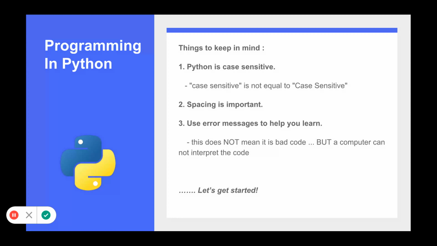While we are programming in Python, there are a few things to keep in mind. First things first, Python is case sensitive. Secondly, spacing is important. Third, you will encounter error messages, but this does not mean that you are writing bad code. It means that your computer cannot interpret the code. Error messages will help you learn. Without further ado, let us get started.